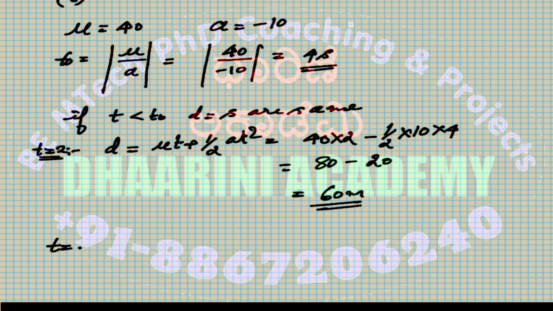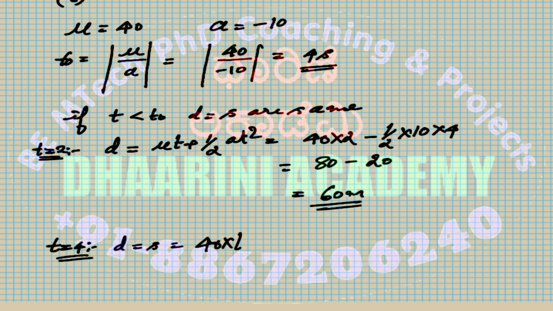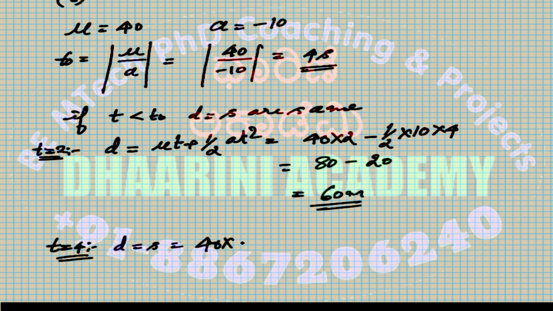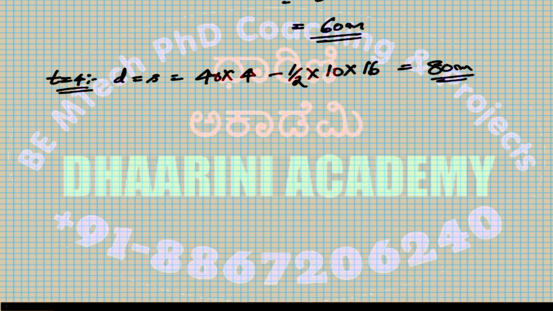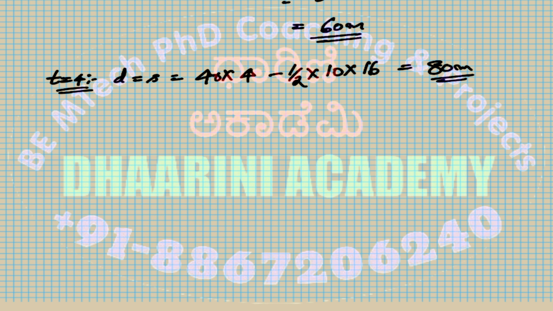Then t is equal to 4. In this case also distance and displacement are the same. d is equal to s is equal to ut minus half into 10 into t square, so 16. So this becomes 80 meters. So at 4 seconds, it reaches a height where the distance and the displacement are the same, which is equal to 80.